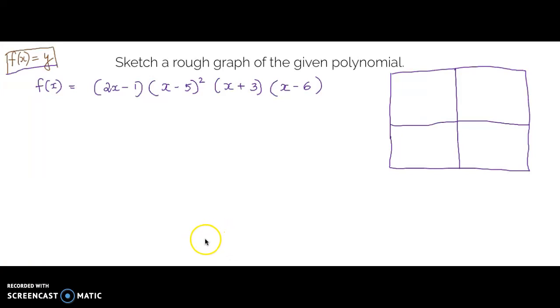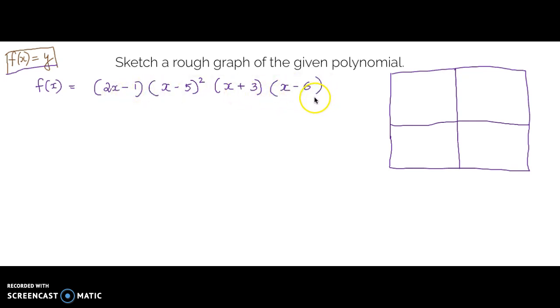In this question, we have to sketch a rough graph of the given polynomial. I want you guys to remember that f of x can also be called y. So here, the polynomial f of x is given to be (2x minus 1) times (x minus 5) squared times (x plus 3) times (x minus 6). So the polynomial is given in the factored form.